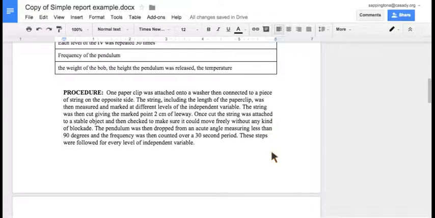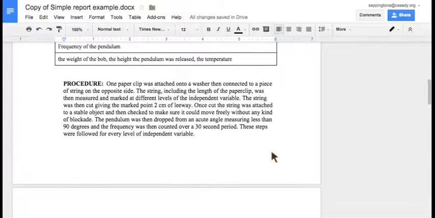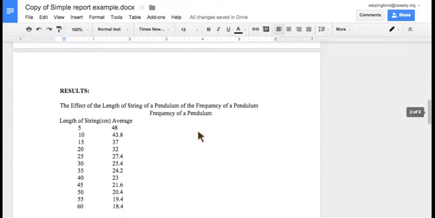Procedure, they need to have all the steps included and in enough detail so that another researcher could follow the steps and conduct the experiment. So read through their procedure, make sure that you could repeat the experiment from what they wrote. The results needs to have the data table.